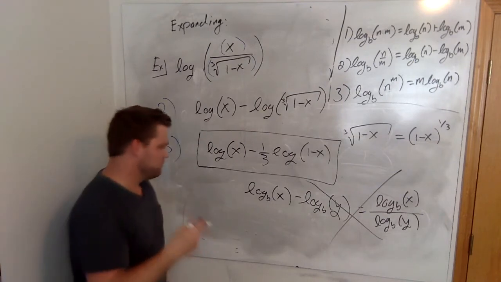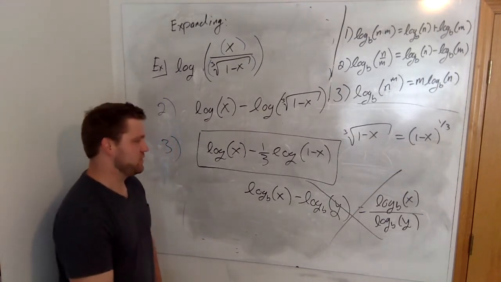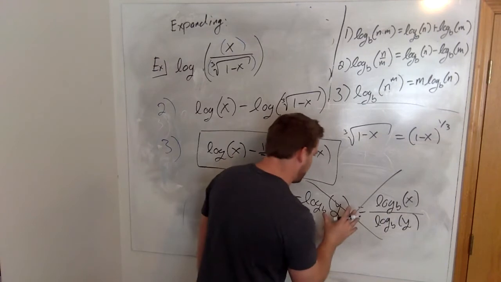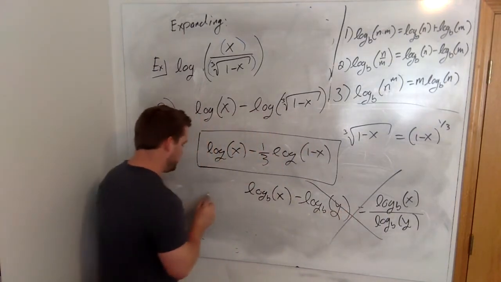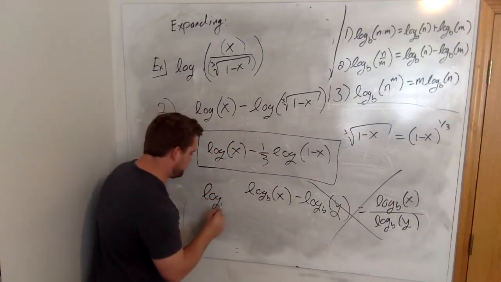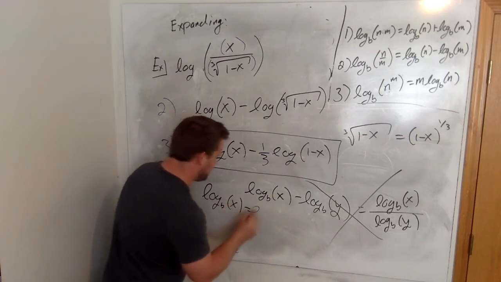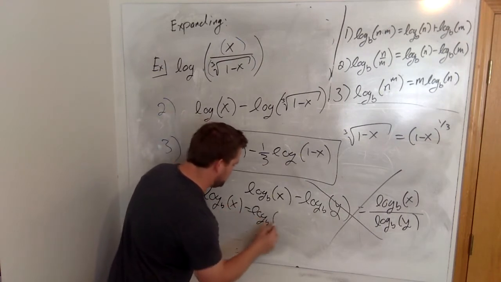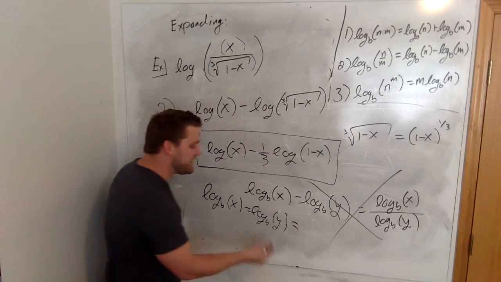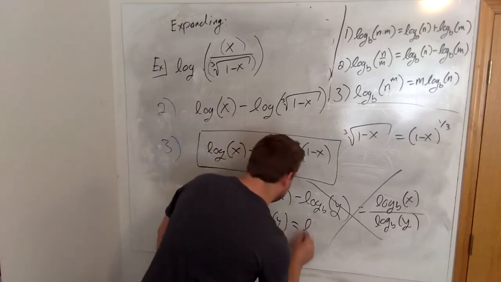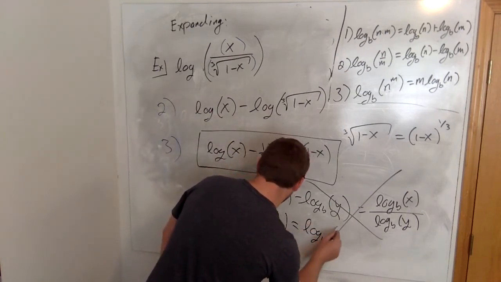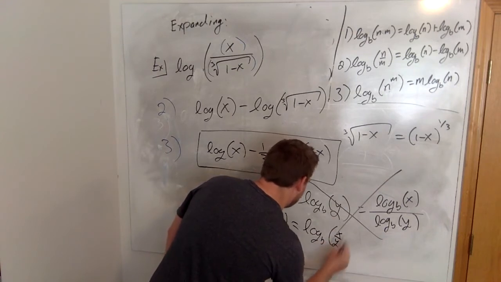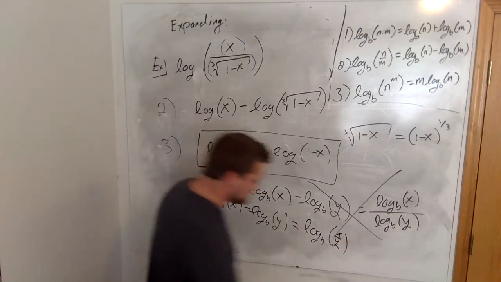I'm just trying to recall mistakes I sometimes see students make here. This is also, I think, a very common mistake. This is not true. When we have log base b of x minus log base b of y, we divide the arguments, not the logs. This is log base b of x over y. So just be careful. Okay.